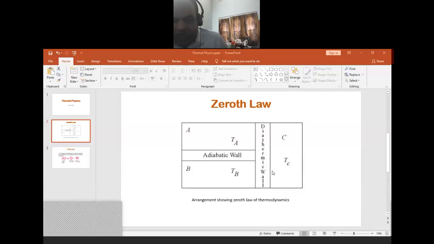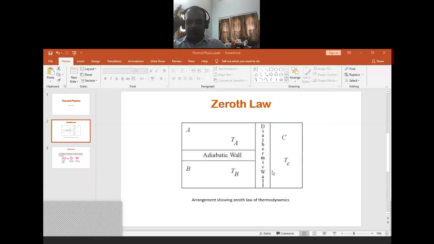Since the systems A and C are in thermal equilibrium, the temperature of the system A must be equal to the temperature of the system C.